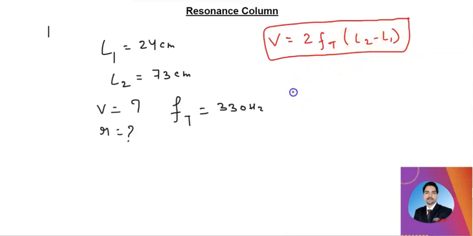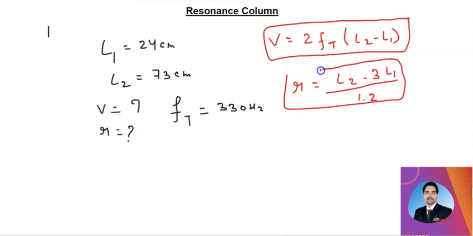For finding the radius, if first resonance and second resonance is mentioned in the problem, you have to use this expression: L2 minus 3L1 divided by 1.2. I hope you can easily calculate this expression. It is very easy, but I have to tell you because without telling this, you can't solve this question. So resonance column has a radius of pipe. Resonance column basically is a pipe.